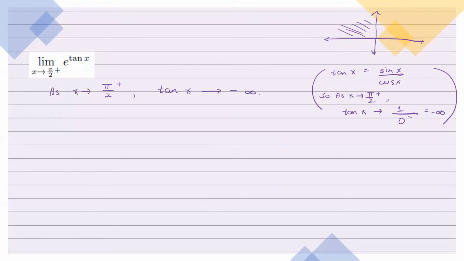Okay. Alam na natin yung limit nung innermost function. We then proceed to the outer. So we get as x approaches pi over 2 from the right, si e to the tangent x will approach e to the negative infinity. Pero ano ang ina-approach ng e to the negative infinity?